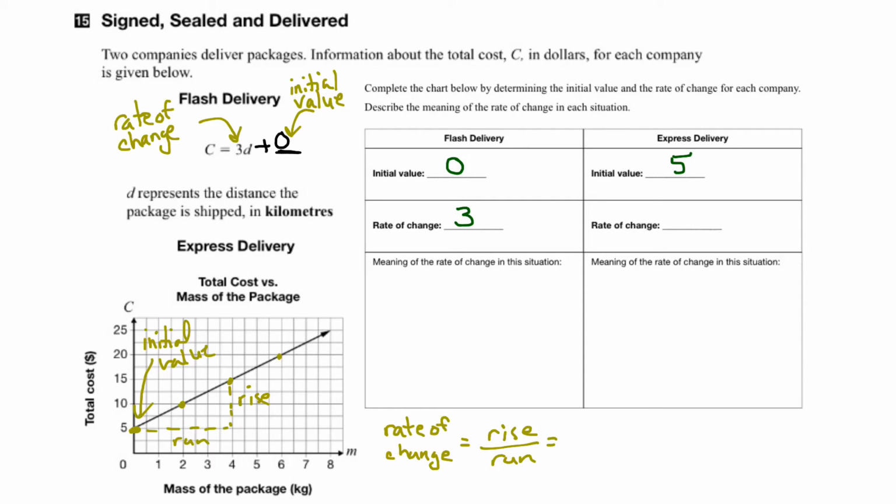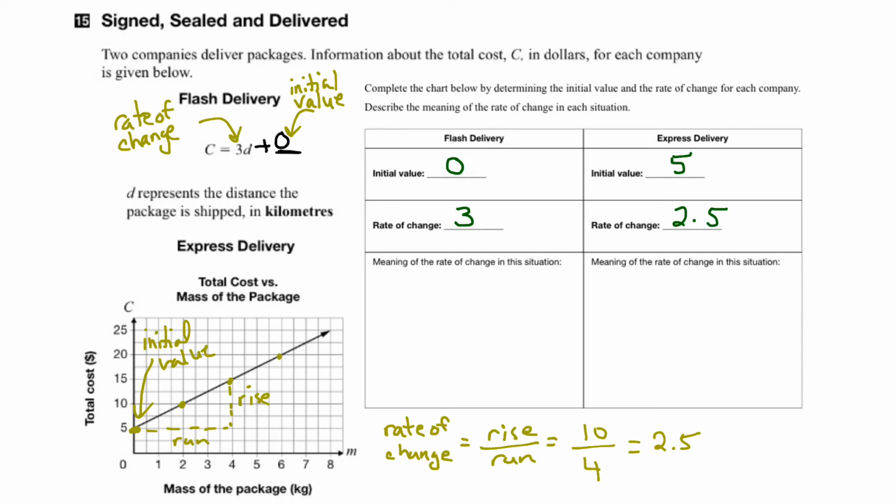So if we look at the rise, if we go from 5 up to 15 here, then our rise is 10. And if we go from 0 over to 4, then the run is 1, 2, 3, 4. And if we divide those two, we would end up with 2.5. So the rate of change for express delivery is 2.5.